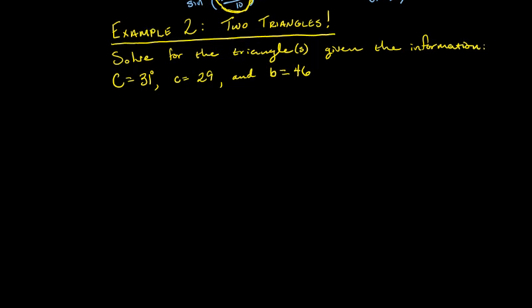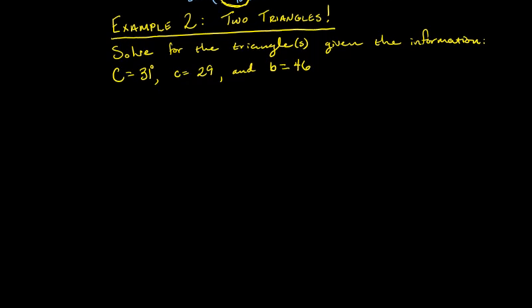All right? So we're actually going to go the same route. We're going to draw a picture. So I'm going to call that C. That's 31 degrees. I know that this is 29. We'll call this B. We'll call that A. B is 46. So take a look at what we've got, right?